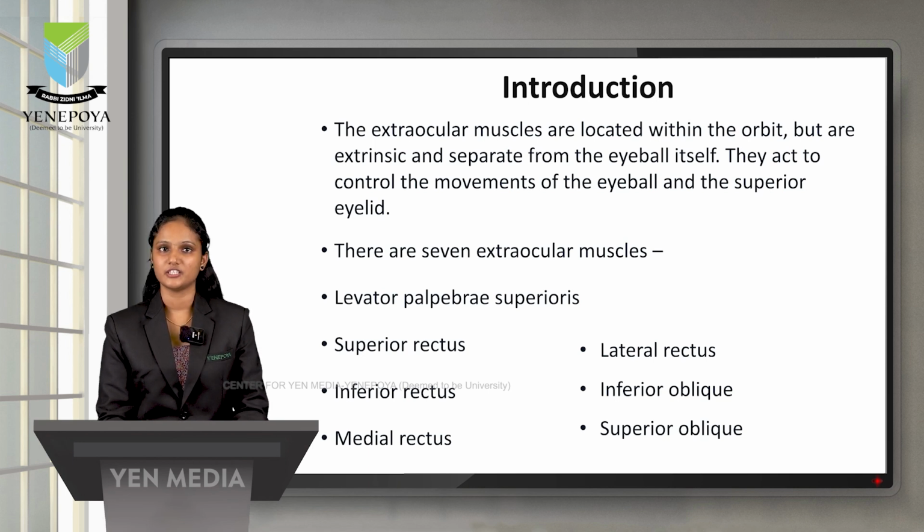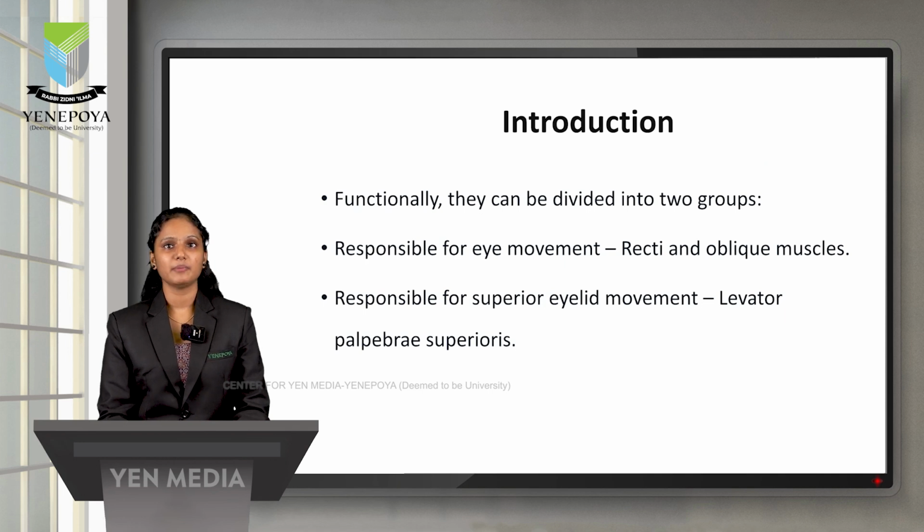There are 7 extraocular muscles. The first is the levator palpebrae superioris. Then we have 4 rectus muscles: superior rectus, inferior rectus, medial rectus, lateral rectus, and then the superior oblique and inferior oblique. Functionally, they can be divided into 2 groups. One is responsible for the eye movement, that is the recti and the oblique muscles, and one which is responsible for the superior eyelid movement, that is the levator palpebrae superioris, and we can abbreviate it as the LPS muscle.